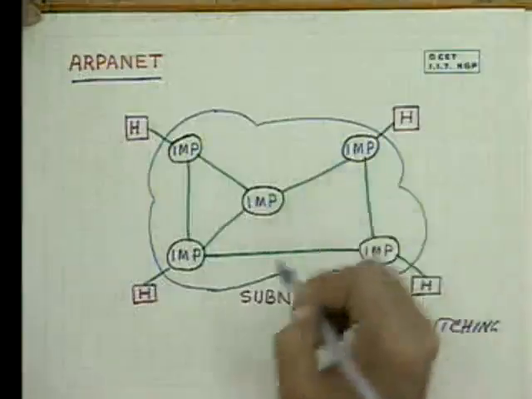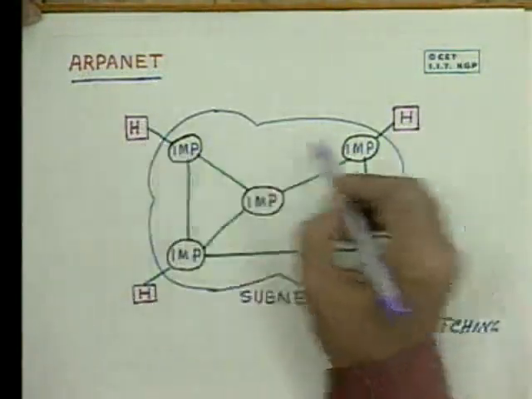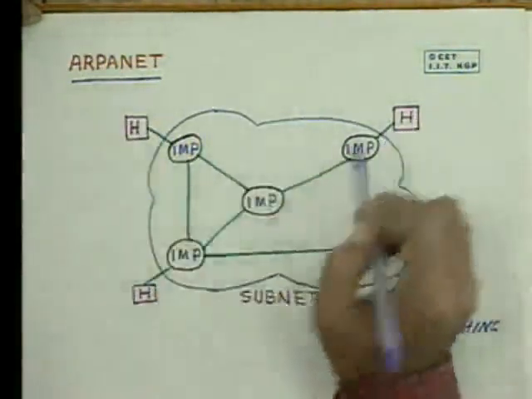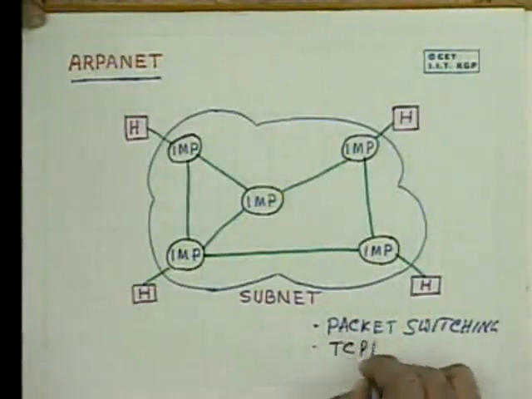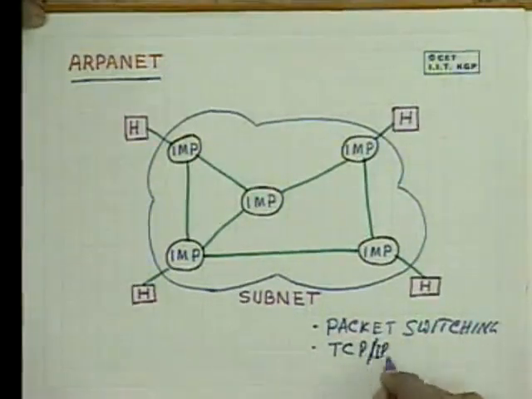Then gradually various softwares were developed, which are called protocols, for communication between two IMPs connecting the source host and destination host, and for communication between two hosts. And that software protocol culminated in the development of TCP/IP, Transmission Control Protocol, Internet Protocol. This is the software which is acting as a glue to link different networks together. And we shall see that the various concepts, technologies, softwares which were developed in ARPANET are used even nowadays. So ARPANET can be considered as the forerunner of the modern computer network.